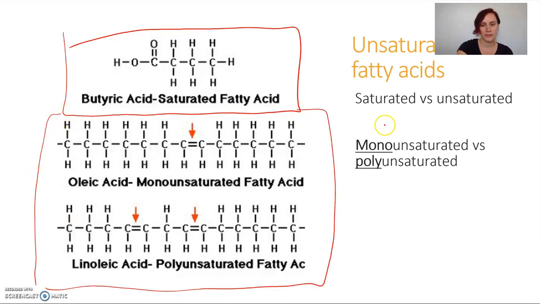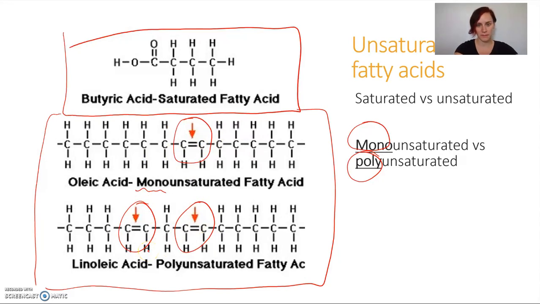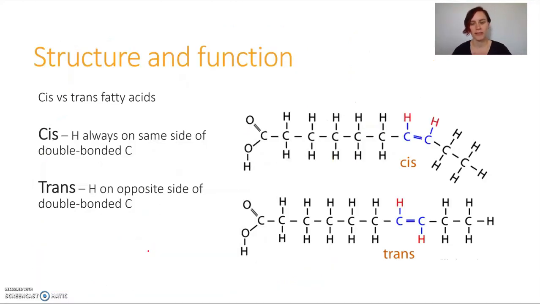But now we're going to differentiate between monounsaturated and polyunsaturated. Mono, meaning one, means it's only got one of those double bonds. Poly means it has multiple double bonds. Okay, so saturated versus unsaturated, and then within the unsaturated, does it have one double bond or does it have more than one double bond? Now the structure and function of these hydrocarbons make them very, very different. As with pretty much everything in biology, structure really helps function.